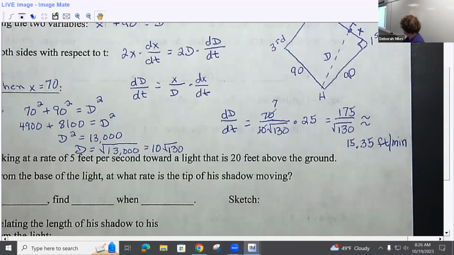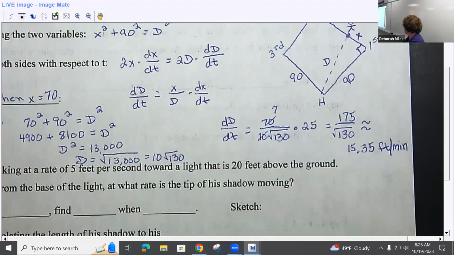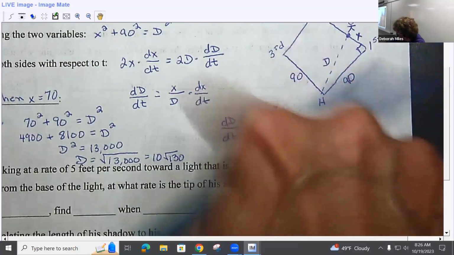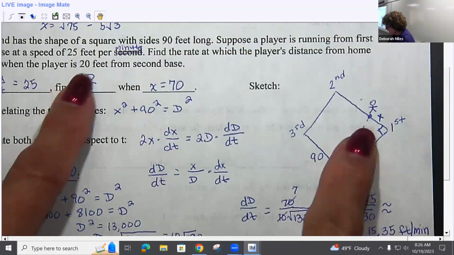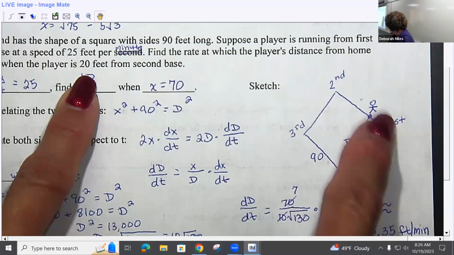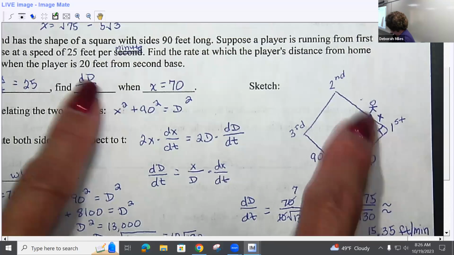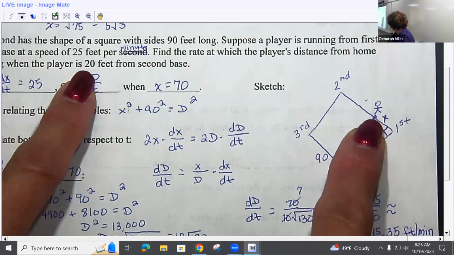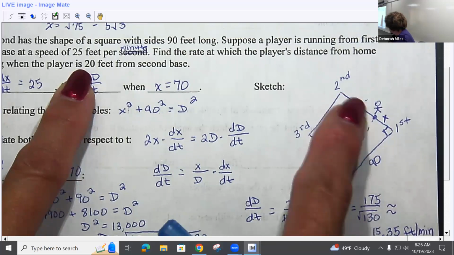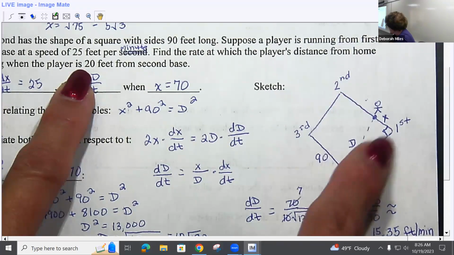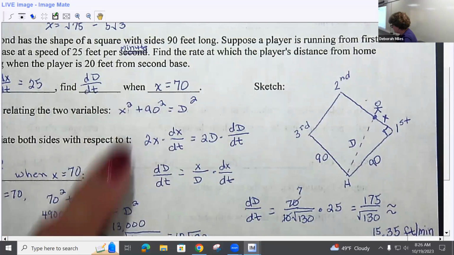Hardest thing about that one was just picturing the baseball diamond and getting it labeled with whatever variable I choose. But I've got to read real carefully. If I let this be x, then I have to realize that what I'm given, 20 feet from the second base, is not the x, it's this distance. And that's why I had to subtract to get the value of x.